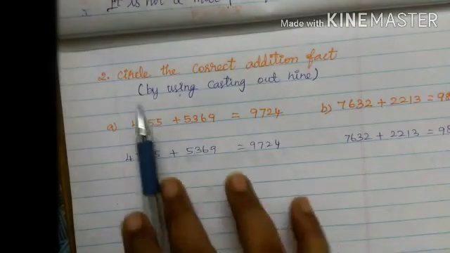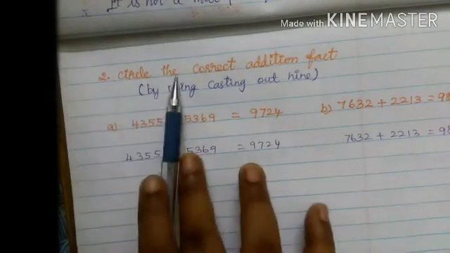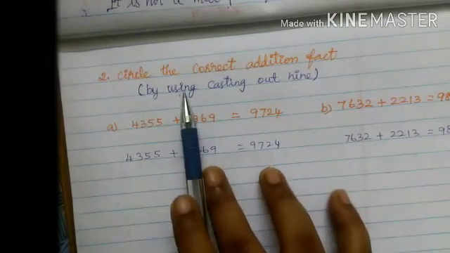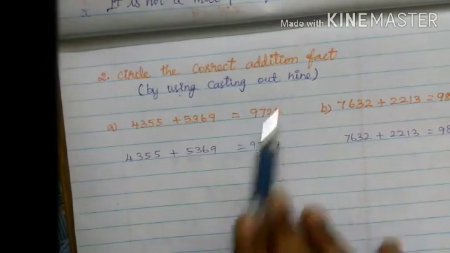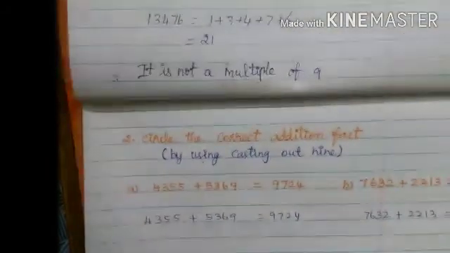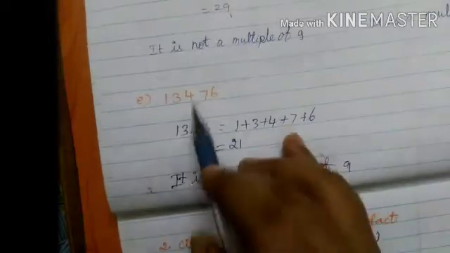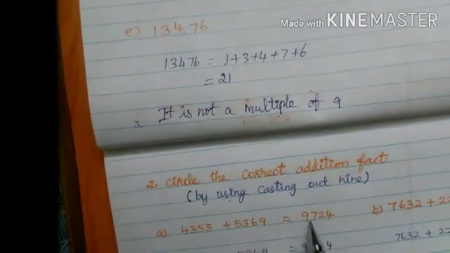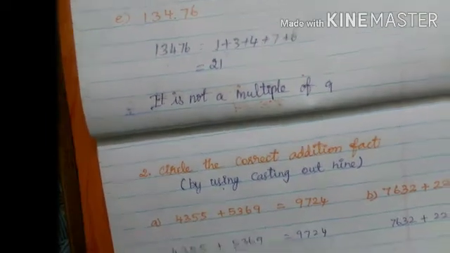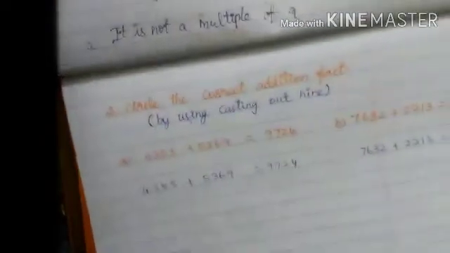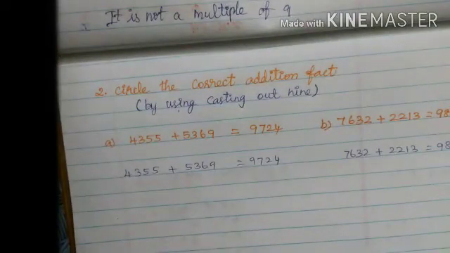Then next one, second Roman letter. Circle the correct addition fact by using casting out 9. Same order, but before, the sum was given for a single number only, but here an addition fact is given to you. Same method to follow here. First you check whether the number is coming in the 9 table or not.